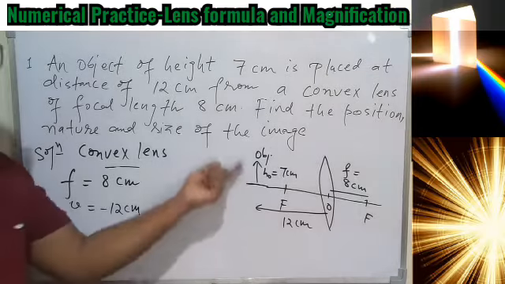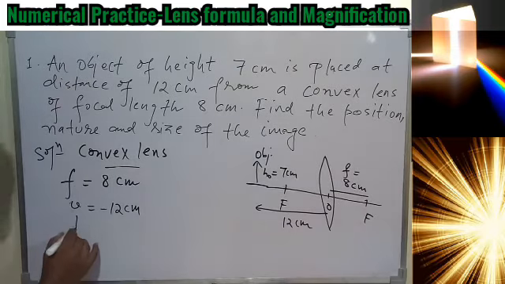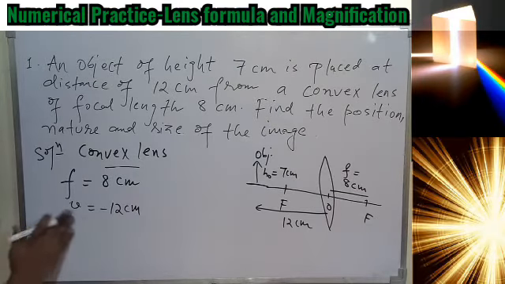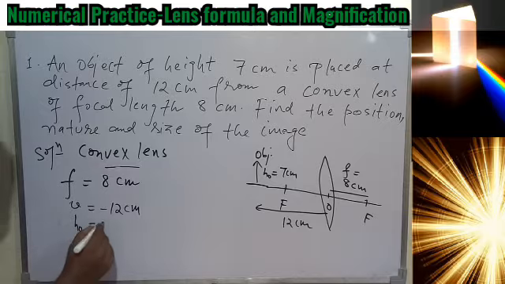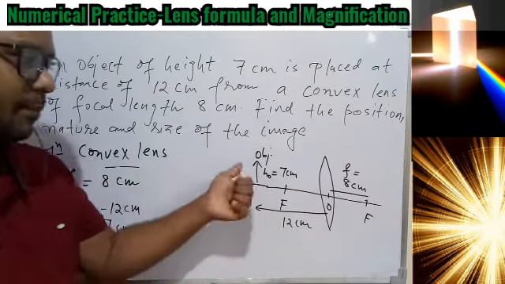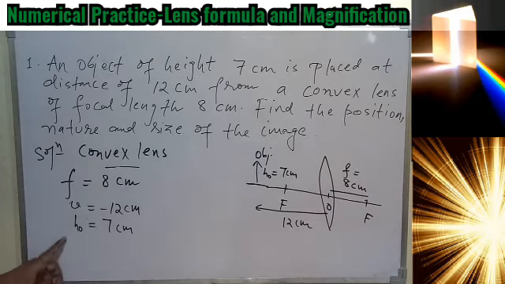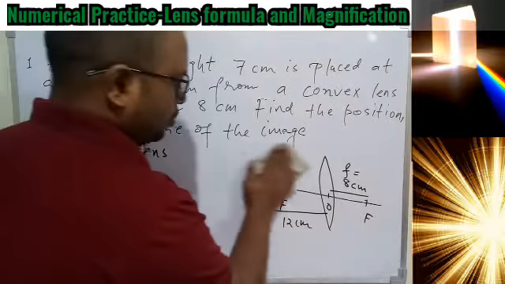And height of object is also given how much? That is 7 cm. So we know we always place the object above the principal axis upright, and that's why height of object is taken positive. So these are the only things given to us, and based on this we have to find out the image distance and the related concepts. So very first, we don't need the diagram now.